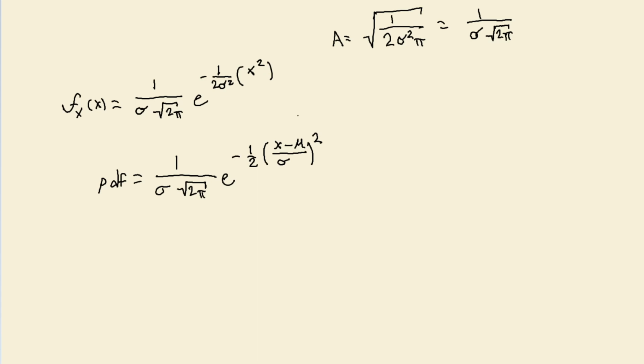And so this sort of distribution is characteristic of several natural phenomena, and this is called the normal distribution. This is a PDF, probability density function, for the normal distribution.